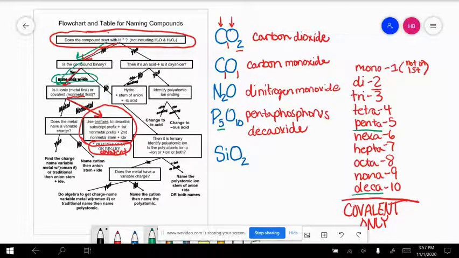It is covalent because silicon is a nonmetal. So we're going to use our prefixes to describe our subscripts. Silicon's subscript is 1, but it's in the first position. So we just name him. He doesn't need a mono on the first, so he's silicon. And then oxygen's subscript is 2. 2 is di. So this is silicon dioxide.